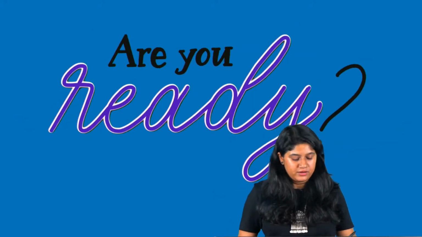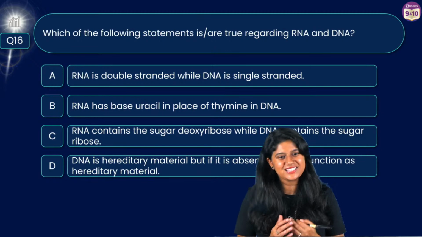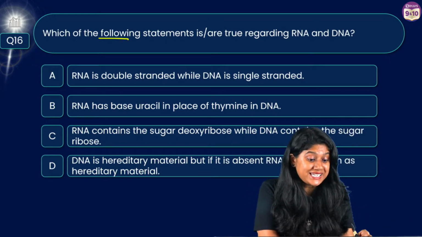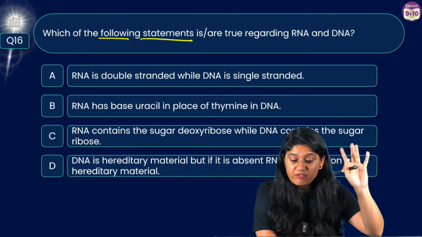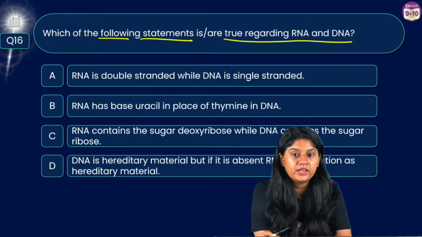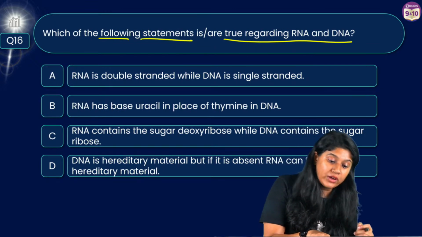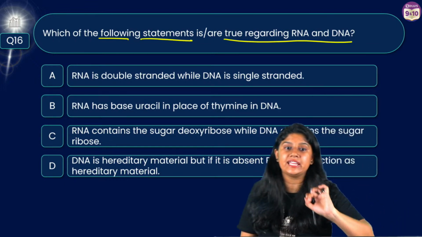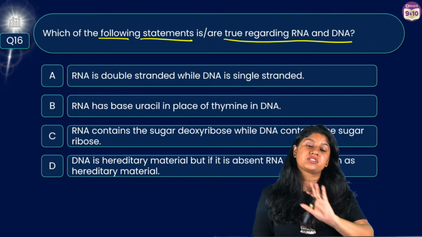Okay, let's see question number 16. Ready and excited? Yes, objective. Everything is objective. Which of the following statements is or are true regarding RNA and DNA? We can have two answers also, or one answer. This is a little bit of a high order question. We have to find out which of these statements is true for RNA and DNA. RNA is ribonucleic acid. DNA is deoxyribonucleic acid.